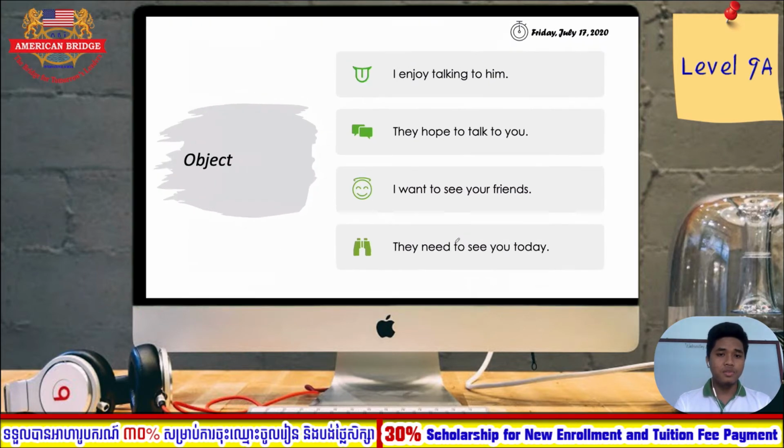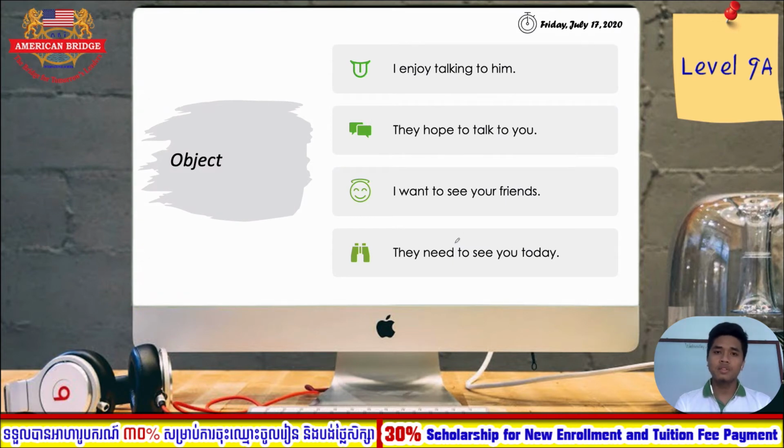Let's move on to another important part, which is the object. And again, most people are very confused with object and complement. That is why I always remind all of you of the differences between subject and complements. Because for intermediate learners and advanced English learners, we tend to identify each part of the sentence differently from those who are studying at the elementary level.